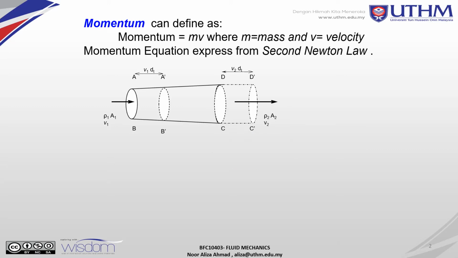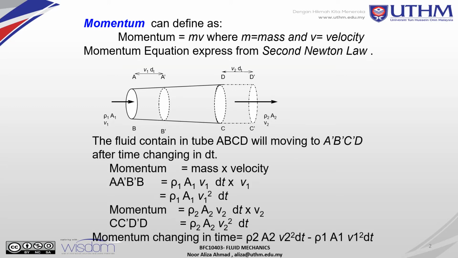Today, we will continue our chapter 3 on basic equations in fluid mechanics. So, we look at this part, where we introduce momentum. After we learn the Bernoulli equation and continuity equation, we now learn the momentum. Momentum can be defined as mv, where m is mass and v is velocity. Momentum is equal to mass times velocity.